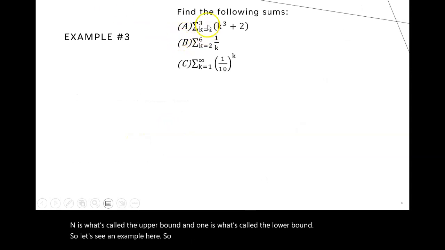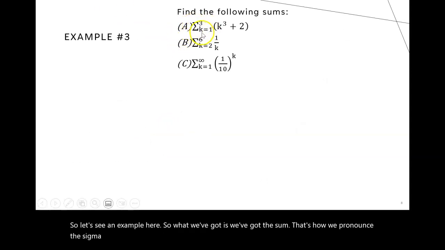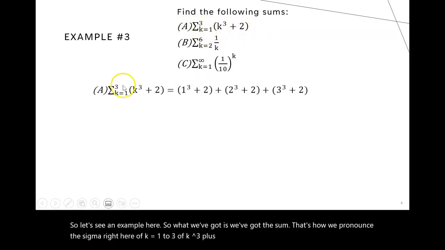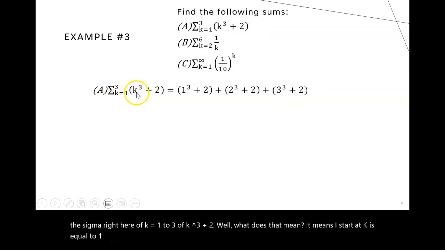So what we've got is the sum, that's how we pronounce this sigma right here, of k equals 1 to 3 of k cubed plus 2. Well, what does that mean? It means I start at k is equal to 1, and I plug 1 in for k. So the first time I plug in, I get 1 cubed plus 2.